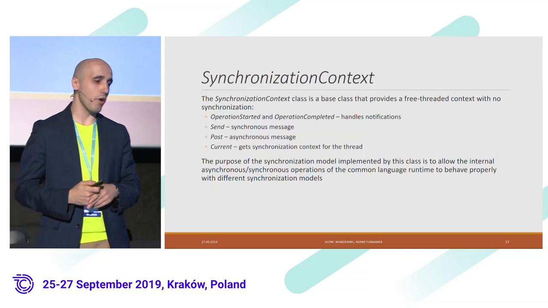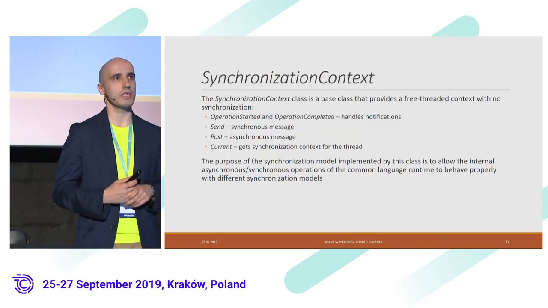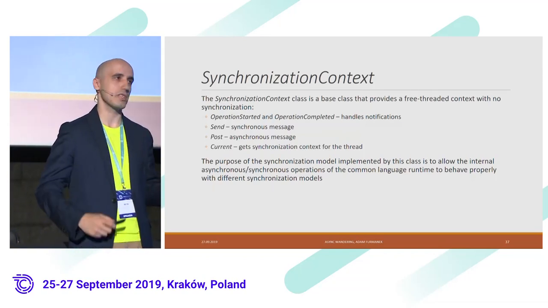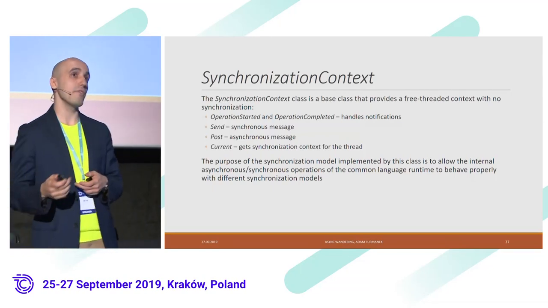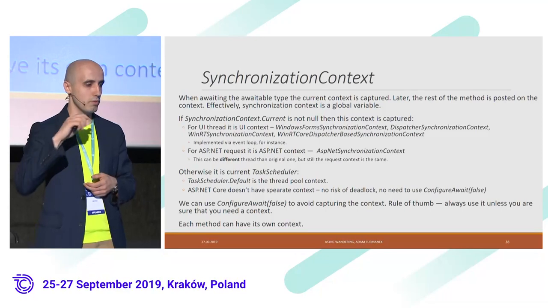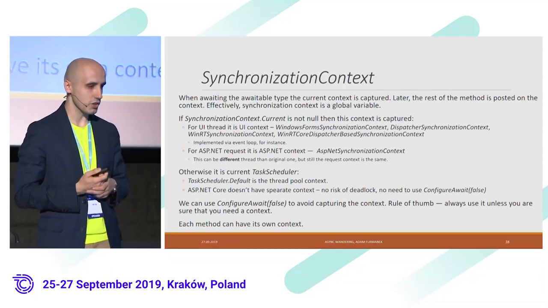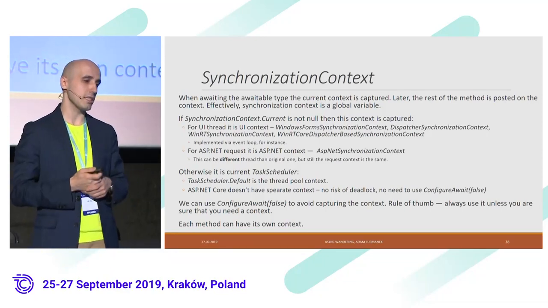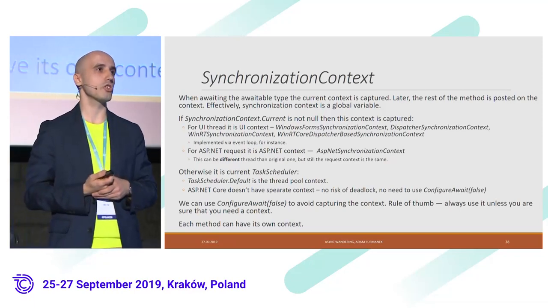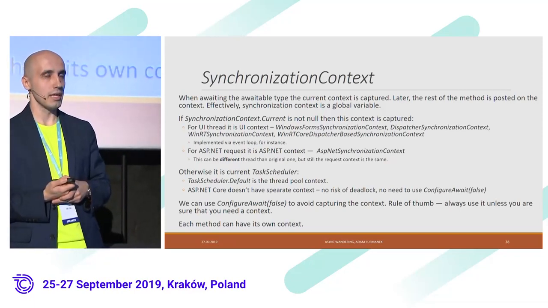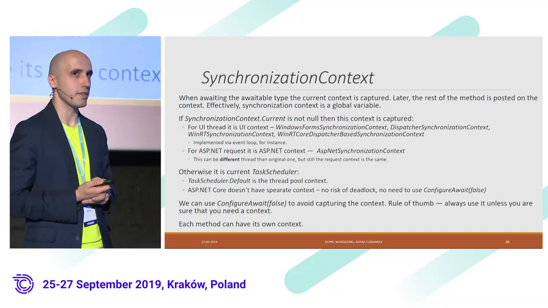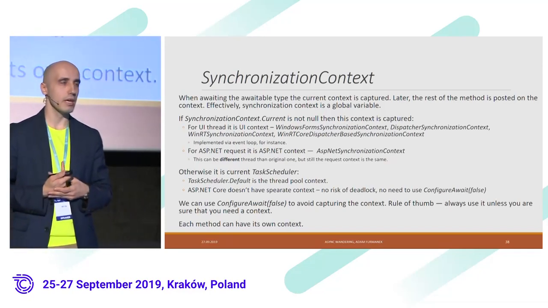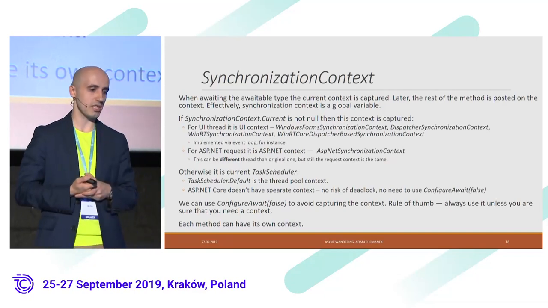And synchronization context does not specify whether it will be run synchronously, asynchronously, or whether it will be implemented on any other threads. And here comes probably the most important sentence of this talk: when awaiting an awaitable type, the current synchronization context is captured. This means that whatever synchronization context we use at the point of awaiting something, it will be captured and used later.